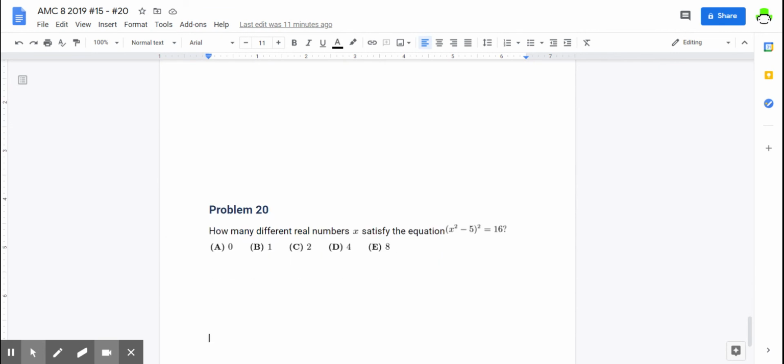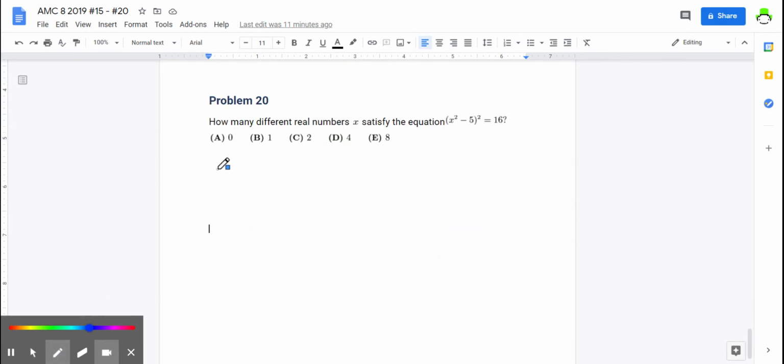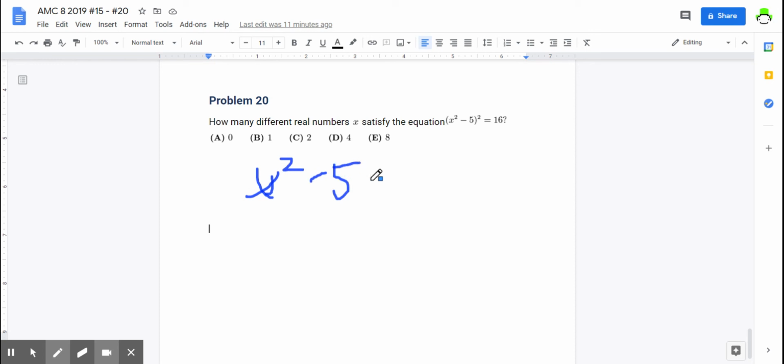So the next question, problem 20, says, how many different real numbers x satisfy the equation x squared minus 5, squared, equals 16? So this problem is a bit tricky because you might forget that negative 4 squared also equals 16. So there's two possibilities. x squared minus 5 gives you 4, or x squared minus 5 gives you negative 4.